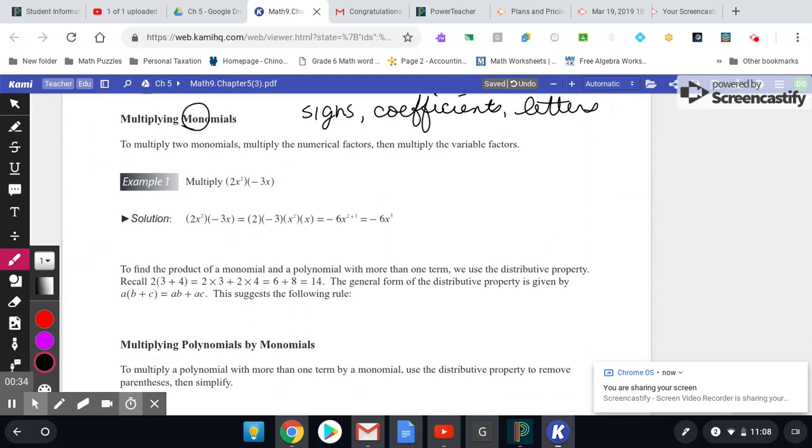So if I multiply those together, I take a positive times a negative. It's a negative. 2 times 3 is 6. And x squared times x. Remember that if you're multiplying and the bases are the same, don't forget there's a little 1 on that x. If the bases are the same, you simply add the exponents.